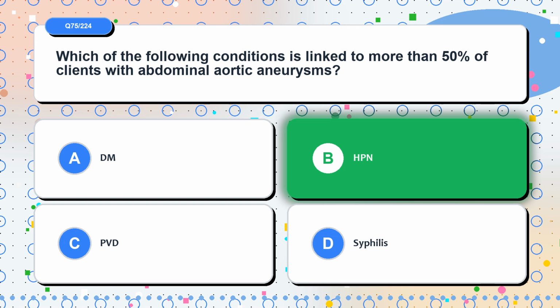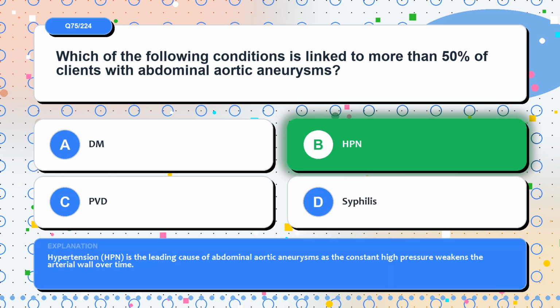The correct answer is option B. HPN. Hypertension (HPN) is the leading cause of abdominal aortic aneurysms as the constant high pressure weakens the arterial wall over time.